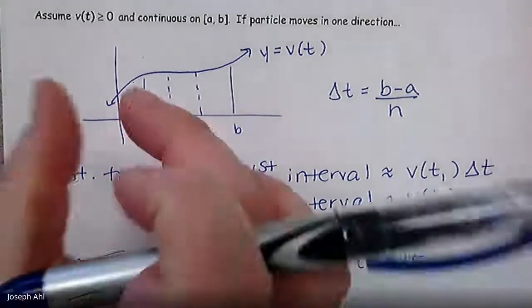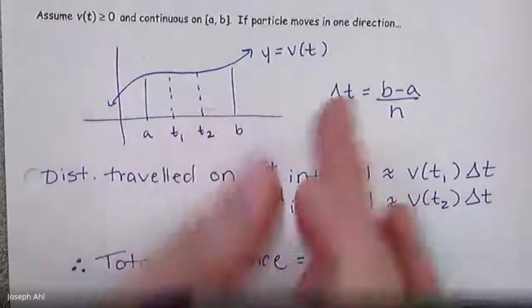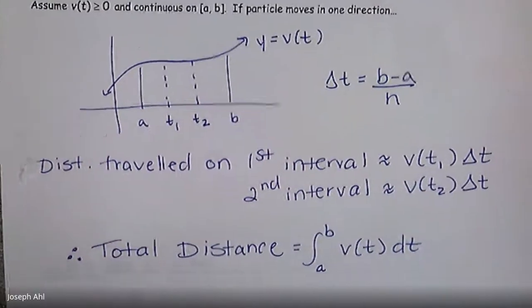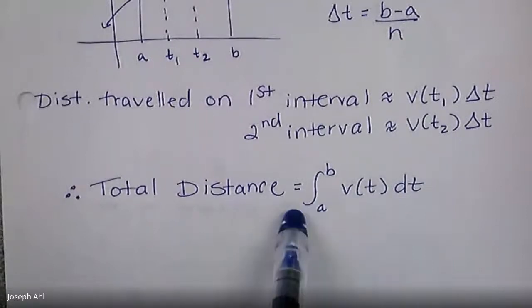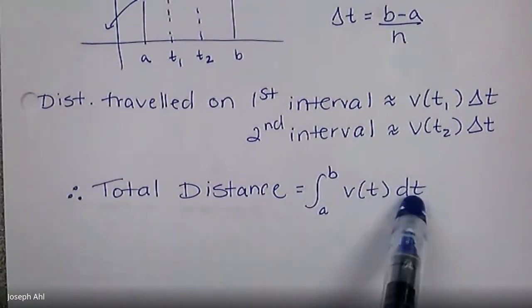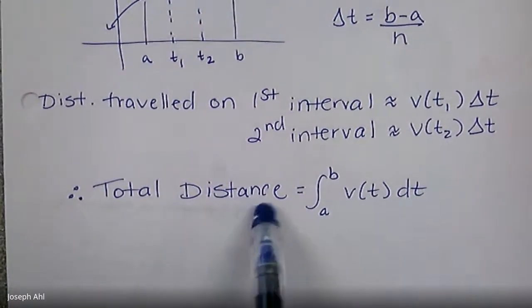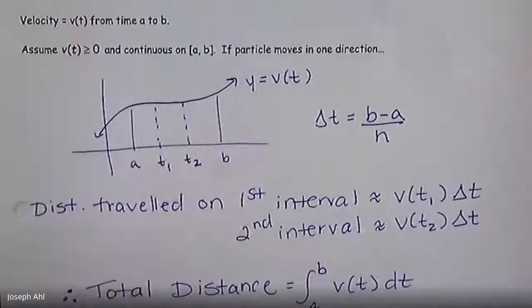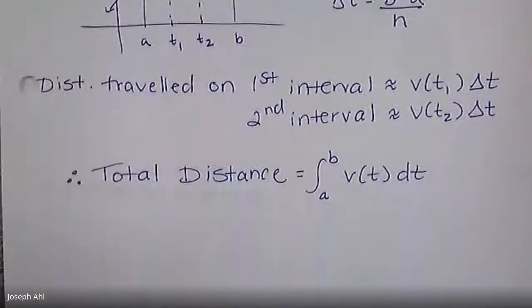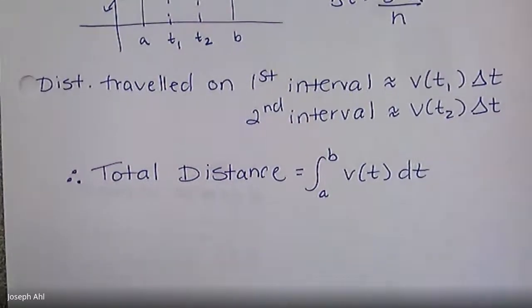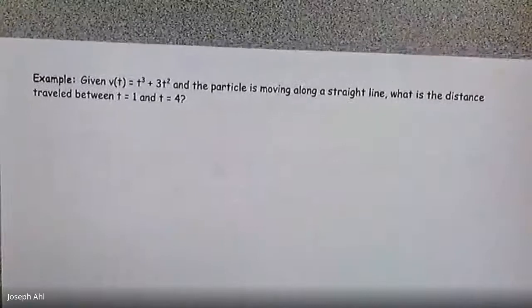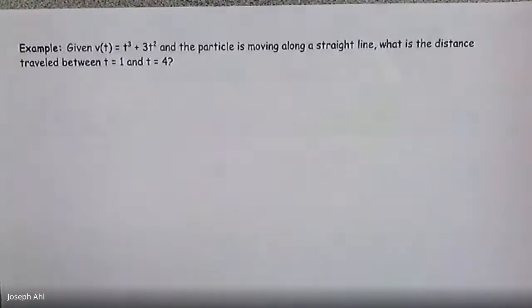If we break it up into small enough intervals and then take the limit as n goes to infinity, we're going to get the total distance traveled. So total distance can be expressed as the definite integral from A to B of v of t dt. Now, again, keep in mind this is the case when v of t is greater than or equal to 0. We'll, of course, discuss later on what happens if v of t is negative over the interval at any given moment.